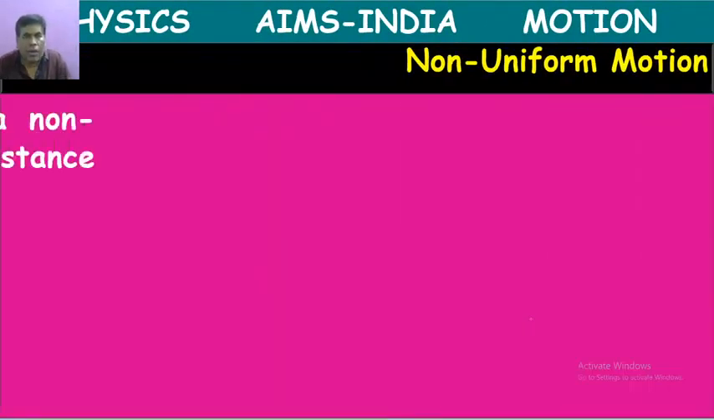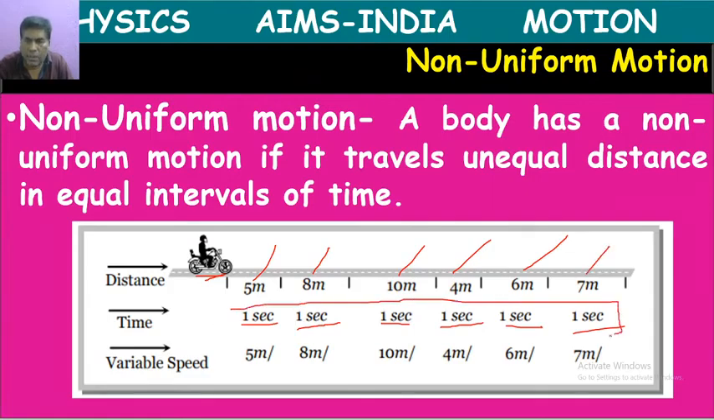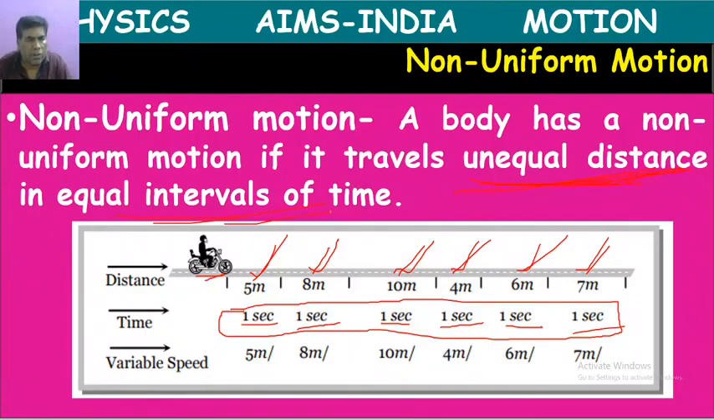Okay. Now if you take non-uniform motion, like this example, here the bike is traveling: in 1 second, 5 meters. After 1 second, 8 meters. After 1 second, 10 meters. After 1 second, 4 meters. After 1 second, 6 meters. After 1 second, 7 meters. So here the time intervals are the same, but the distances covered by the body are different. Means the body is covering unequal distances in equal intervals of time. So this is an example of non-uniform motion.